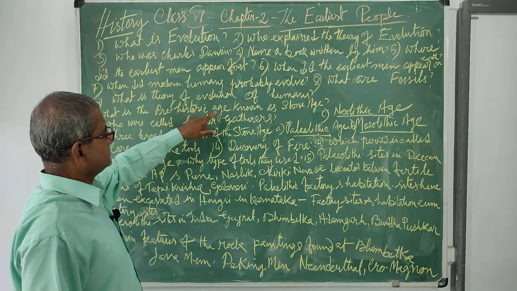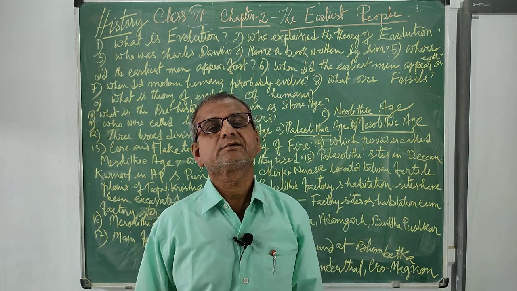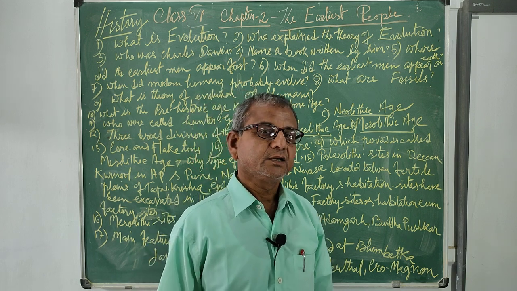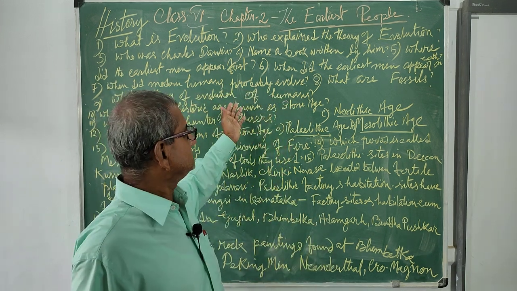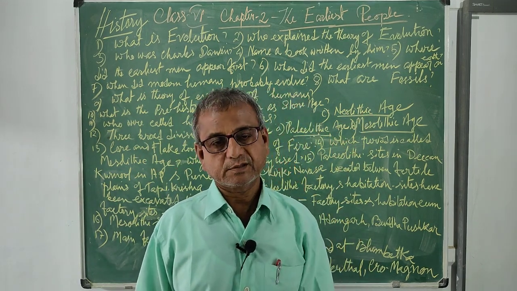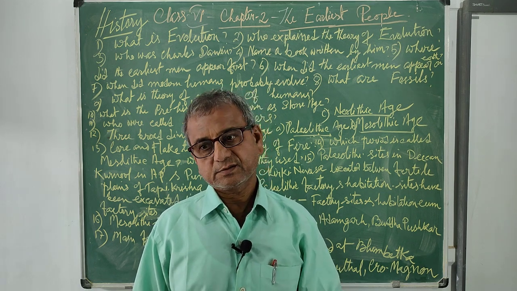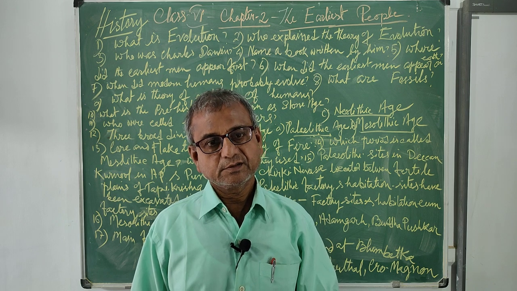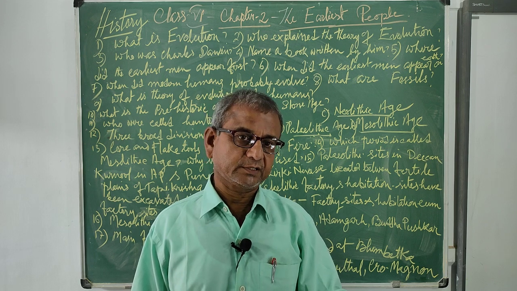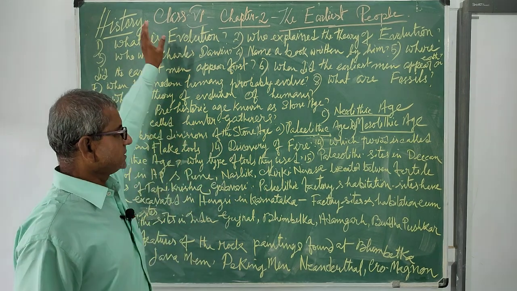Now, what is the theory of evolution of humans? Already I have started the discussion that man first appeared in Africa, and it is said that the modern man evolved through evolution from apes. Apes and humans started their evolution jointly in the beginning, but later they started their independent evolution.